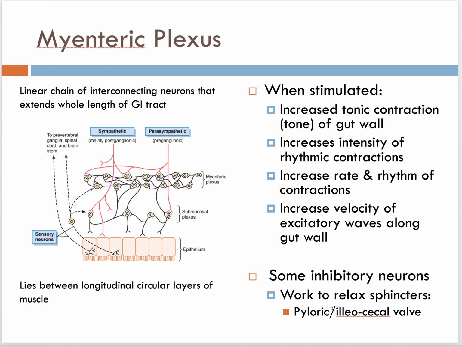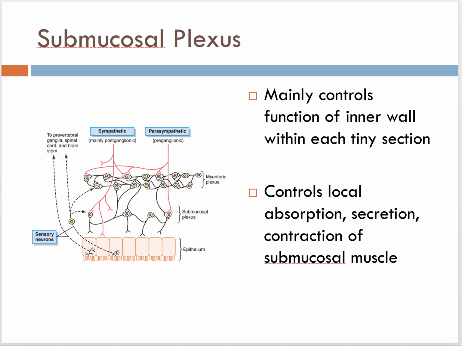So there's inhibitory neurons associated with the sphincters so that they can relax and allow transit of things from one place to another. Finally, we have the submucosal plexus, which lies in the submucosal area. It is specific to each system because there's different products in each system. Excuse me, so we'll learn about that in the secretion chapter. So it controls all the local absorption, secretion, contraction of submucosal muscle.